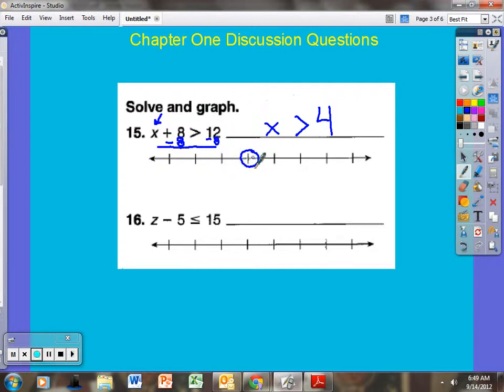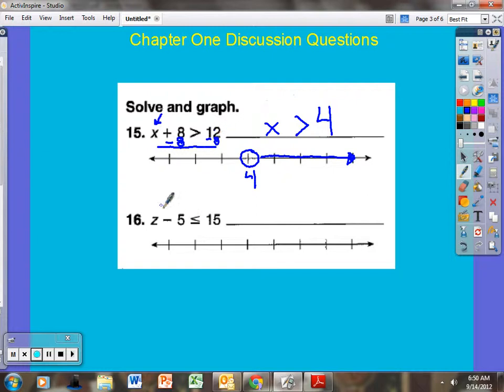Open circle because x is not included in the solution set, and it's greater than 4, so my arrow goes to the right. So that means I could substitute any value in here that's greater than 4, and it'll make this statement true. So 5, for instance. 5 plus 8 is 13. 13 is greater than 12. 10. 10 plus 8 is 18. 18 is greater than 12.